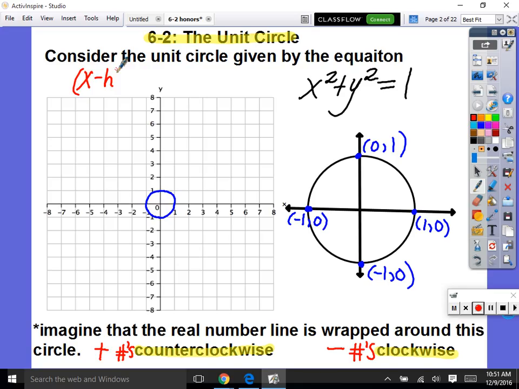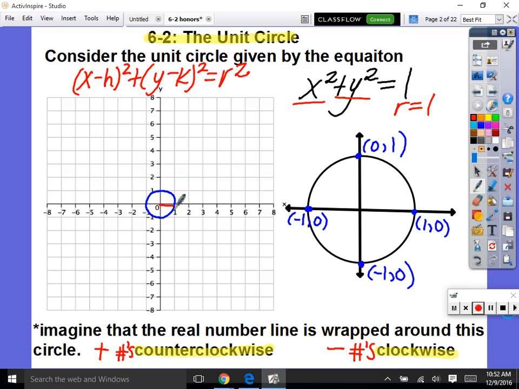(x minus h) squared plus (y minus k) squared equals our radius squared. So if we had this equation, there would be no shift left and right, no shift up and down, and our radius would be 1. So consider that circle, I graphed it right here. Does everybody see how I graphed that circle? x squared plus y squared equals 1, a radius of 1.